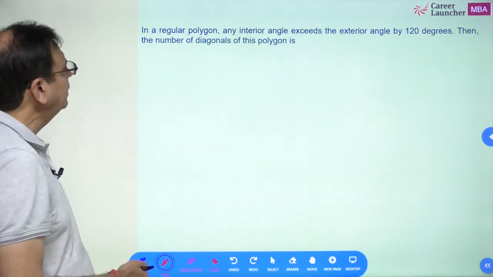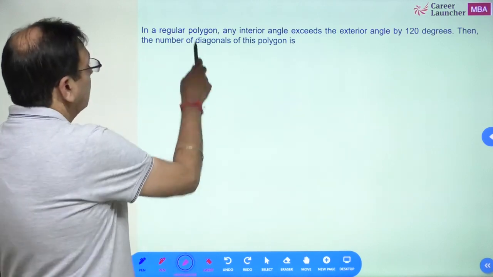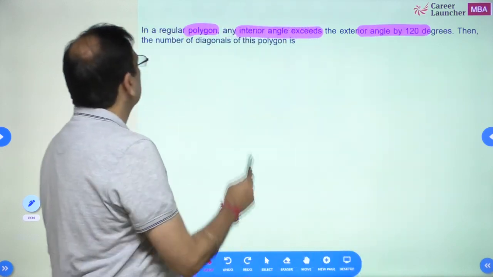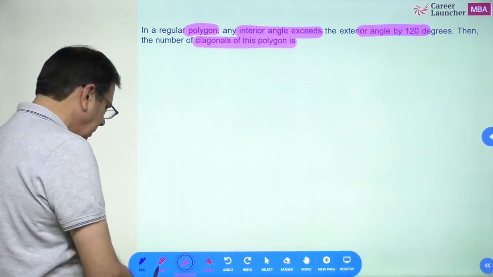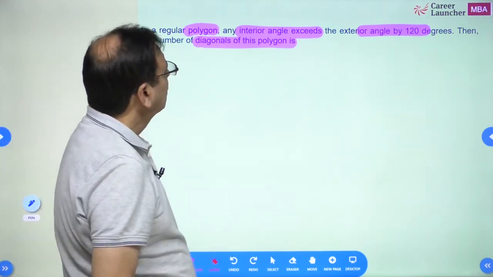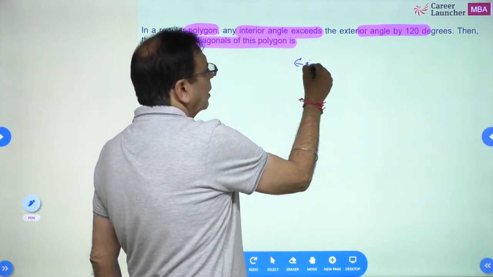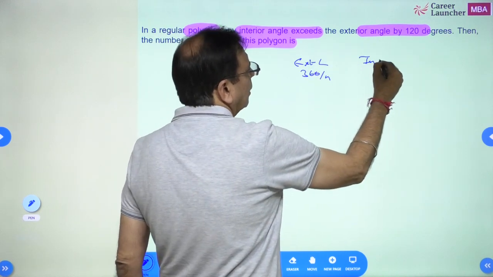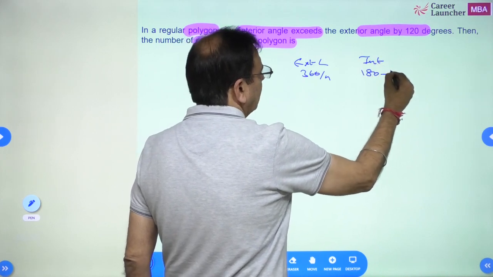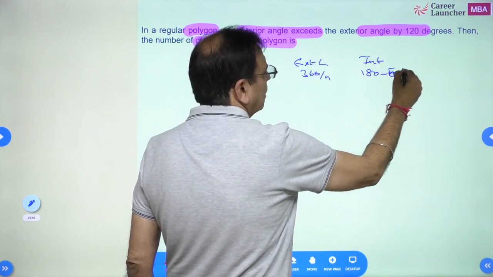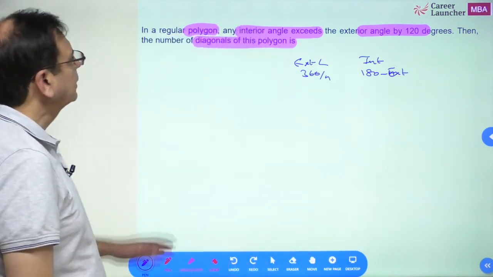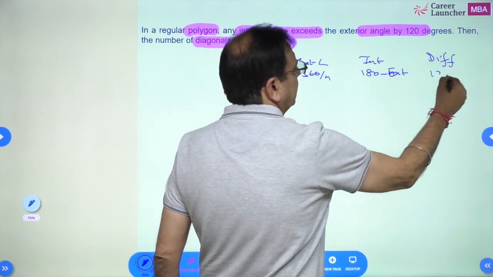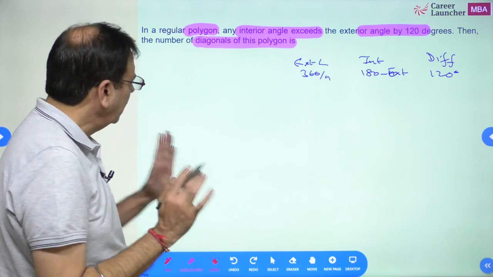Okay. Question 19. In a regular polygon, any interior angle exceeds the exterior angle by 120 degrees. Then find the number of diagonals in the polygon. Okay. Now, what is the exterior angle of a polygon? It is 360 upon n. So interior कितना होगा? 180 minus exterior. We want the difference between the two to be 120 degrees.